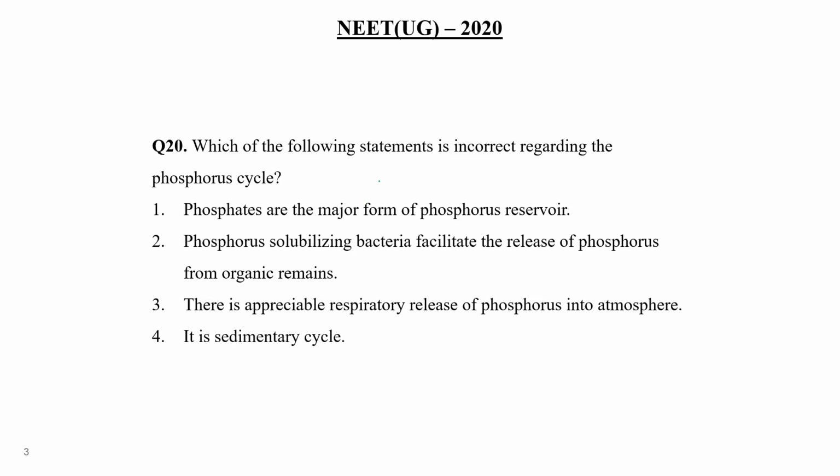That is question number 20. Which of the following statements is incorrect regarding the phosphorus cycle? Again, phosphorus belongs to the sedimentary cycle, right? We have to identify the incorrect statement. Phosphates are the major form of phosphorus reservoir. Is this right or wrong? Phosphate solubilizing bacteria facilitate the release of phosphorus from organic remains. Is this right or wrong? There is an appreciable respiratory release of phosphorus into the atmosphere. Is this right or wrong? It is a sedimentary cycle. Is this right or wrong? It's very clear cut. They have given the wrong choice. We have to identify the incorrect statement. Now tell me the answer.